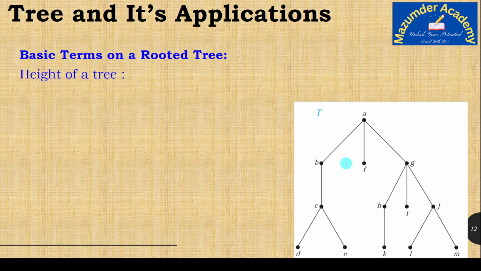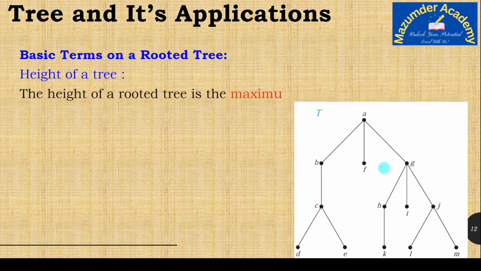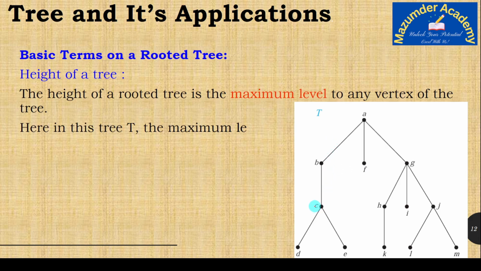Next, height of a tree. Height means the maximum level that exists in this tree. Okay, the maximum level of any vertex that exists on this tree is called the height. So if we individually consider the level of each vertex, then the maximum level that exists in this tree T is 3. So the height is 3.